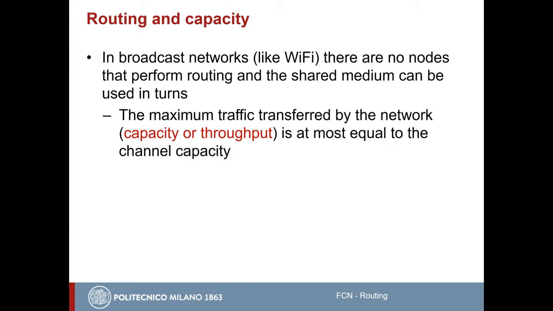Why do we need this routing calculation? As I said, when you have a broadcast network that always broadcasts a packet to all the stations attached to the network, you don't need any routing function, because you're sure that the packet will always be delivered to the final destination. But in this case, the maximum traffic that can be transferred to the network is constrained by the capacity of the channel, the broadcast channel.